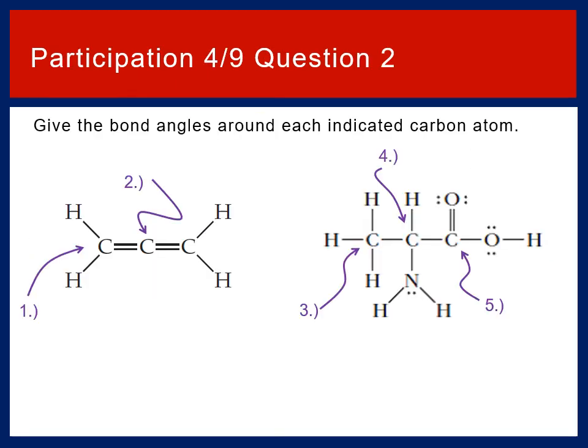Bringing us to question 2 for participation 4-9. Give the bond angles around each indicated carbon atom. So I got 2 molecules. Overall, there are 5 atoms I want to look at. 1 is this carbon atom, 2 is this carbon atom, 3 is this carbon atom, 4, and 5. So there are 5 carbon atoms across 2 molecules that I would like to know the bond angles around each of those.